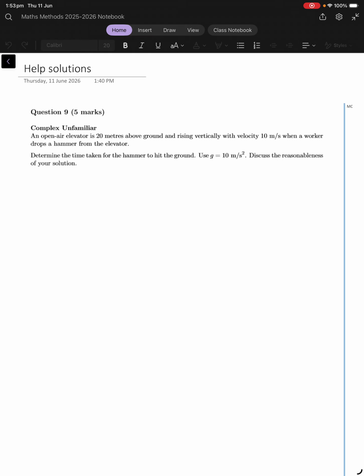I'll start with question 9, see if I can get that one saved, and then I'll try and send some others on. So this is a pretty standard question, and question 9 is going to be about basically going from an acceleration to a velocity and then to a displacement.